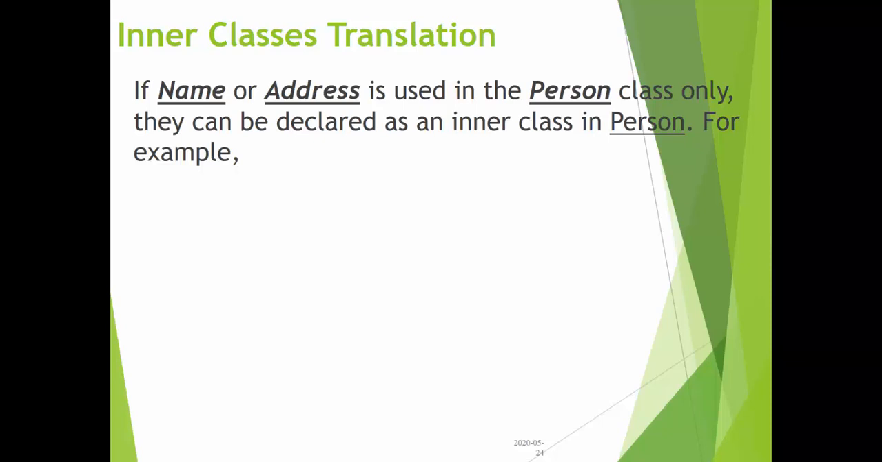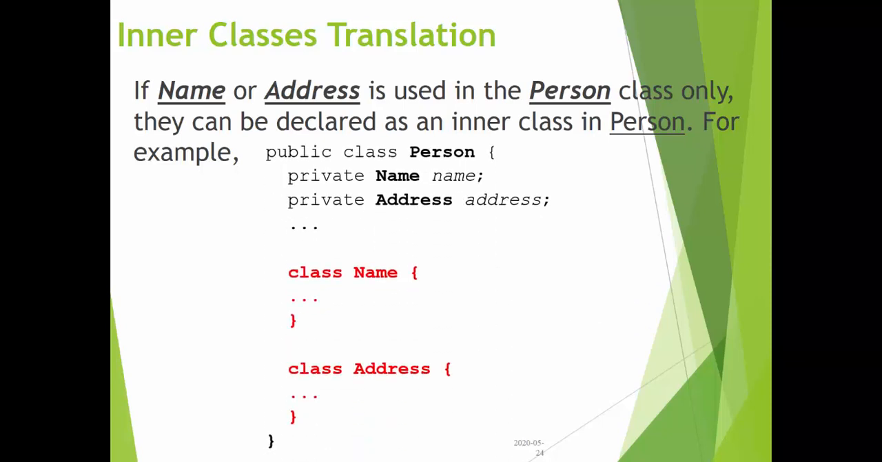In Java, there is an opportunity to create an inner class. So if the name and address classes are used in the person class only exclusively, then they can be declared as inner classes inside the person class. So for example, you see here that the name and address classes are defined in the scope of the class person. It's a good decision if you know that these classes will belong to the person class and never be used outside.